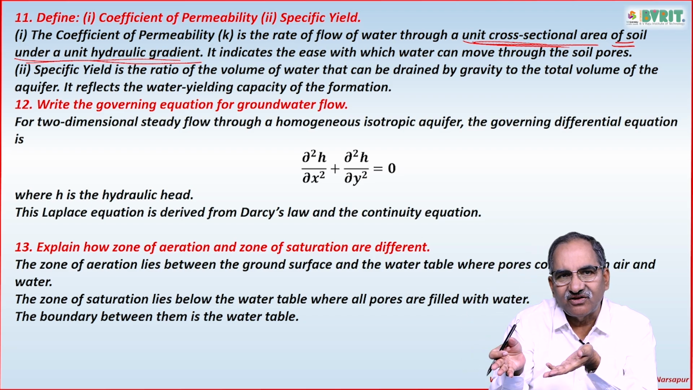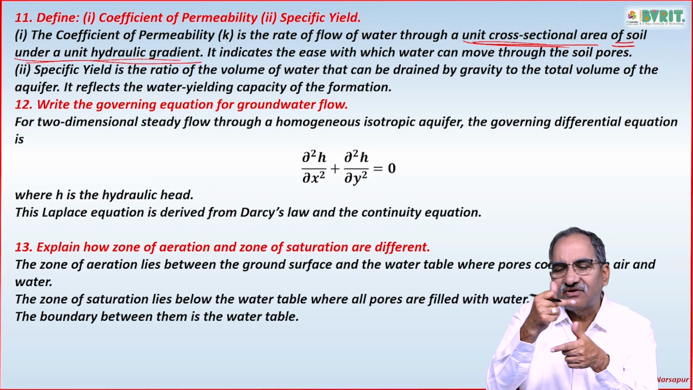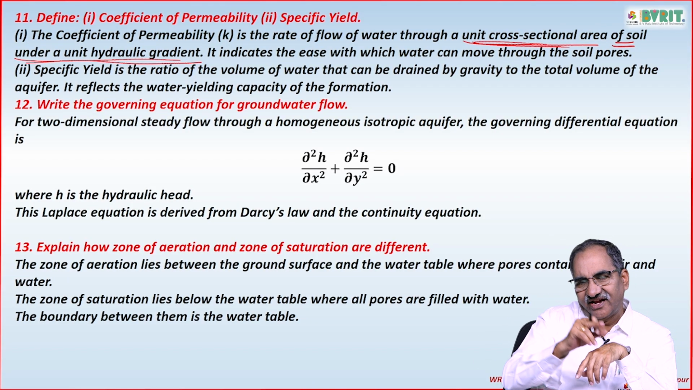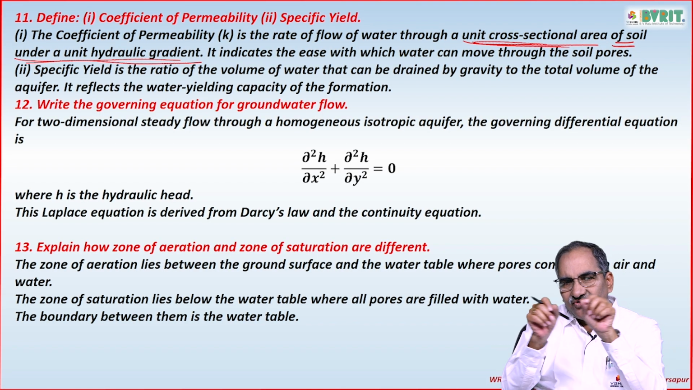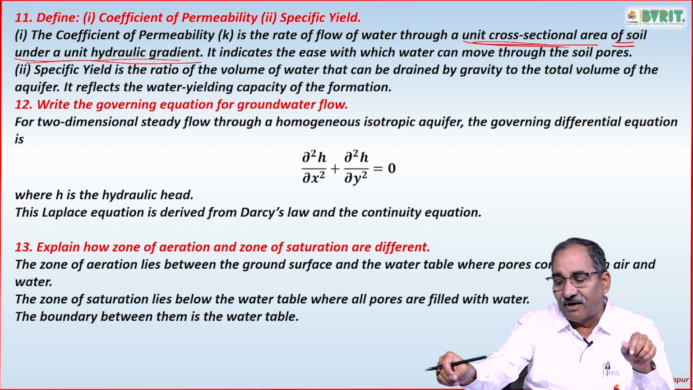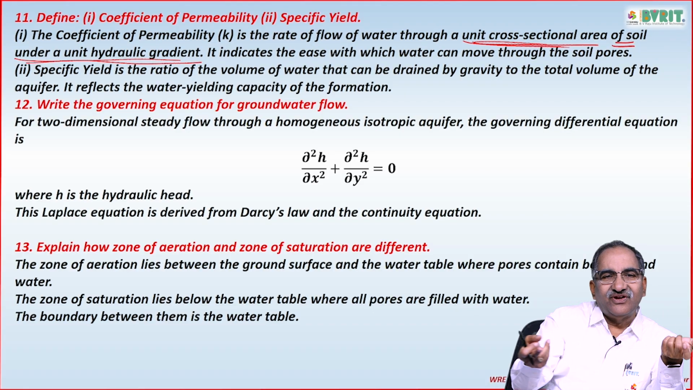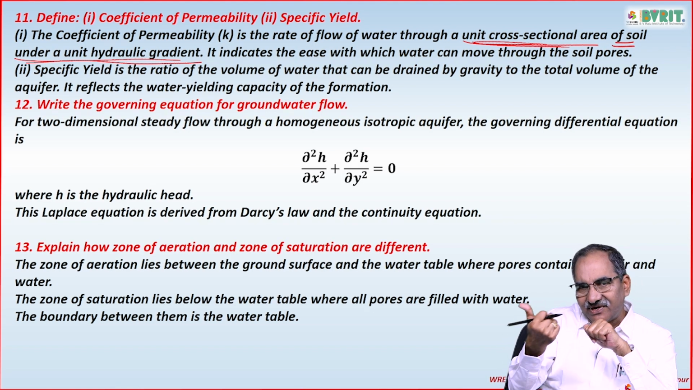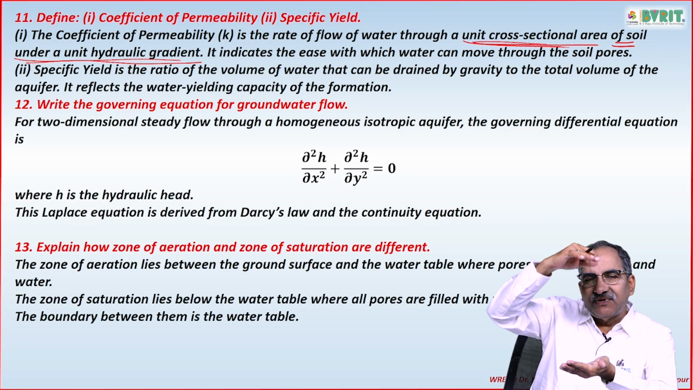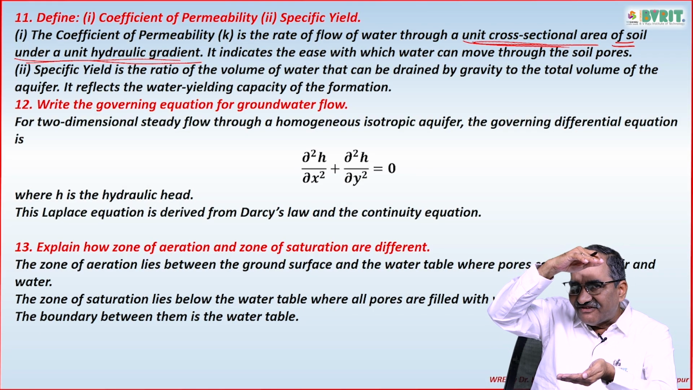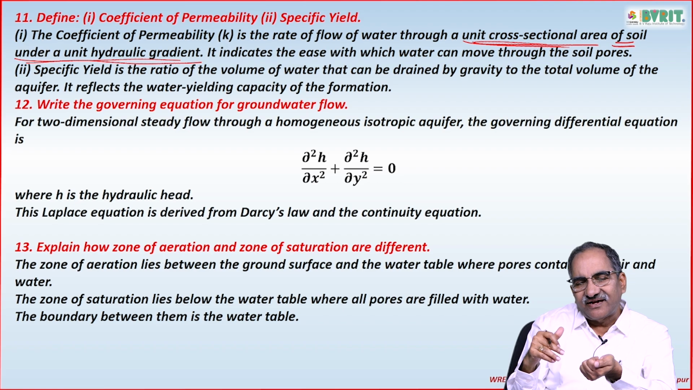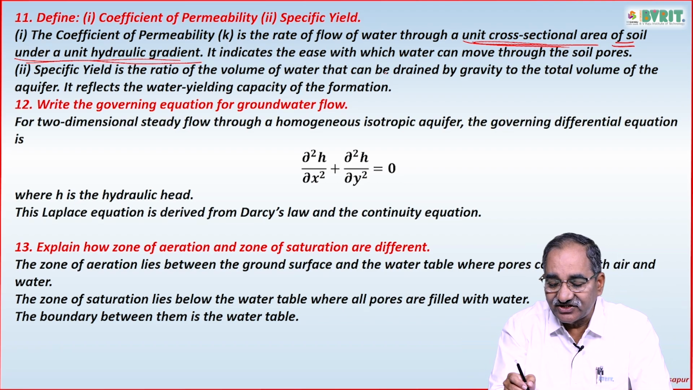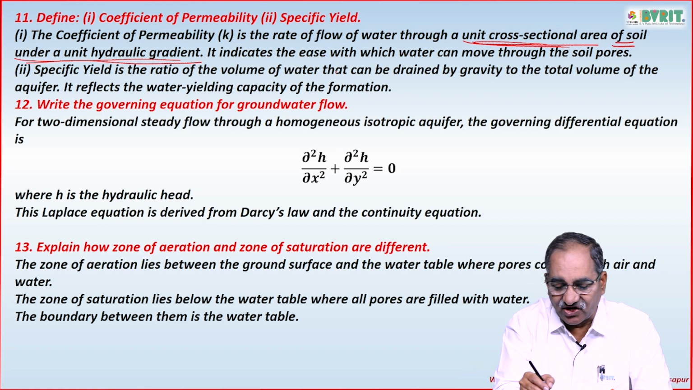Here the thickness is also considered, that's why I used the words unit cross-sectional area of soil under a unit hydraulic gradient. In transmissibility, I say unit width of soil under a unit hydraulic gradient. This is the basic fundamental difference between permeability and transmissibility. Transmissibility is always explained only for the confined aquifer, whereas hydraulic conductivity is always explained for an unconfined aquifer. It indicates the ease with which water can move through the soil pores.